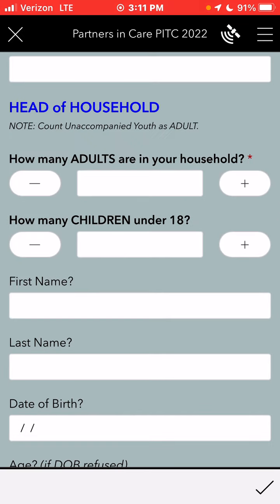Moving on to the head of household. I would like to note that if an unaccompanied youth is there, they are counted as an adult. So how many adults are in your household? We're going to go with 2 for this example. How many children under 18 are in your household? We'll go with 2 for this example as well.